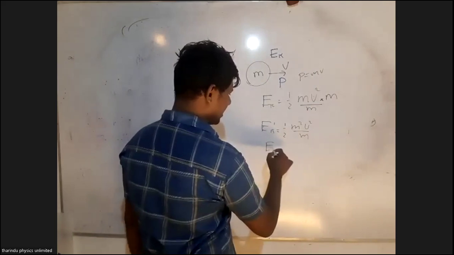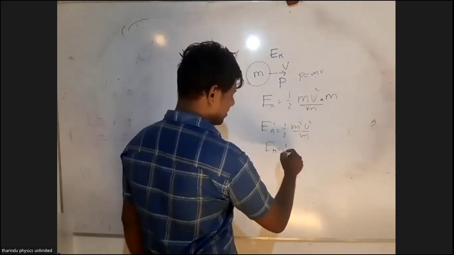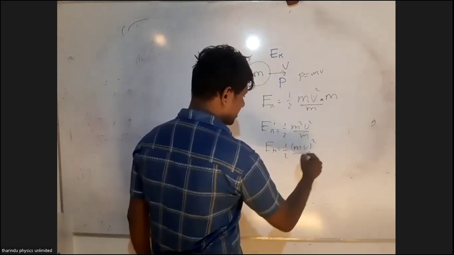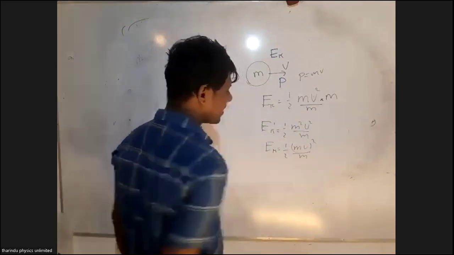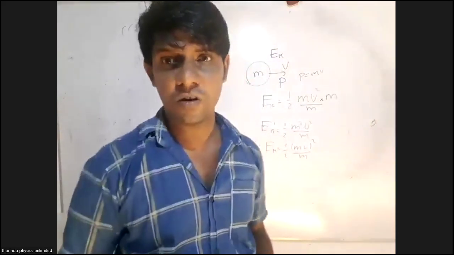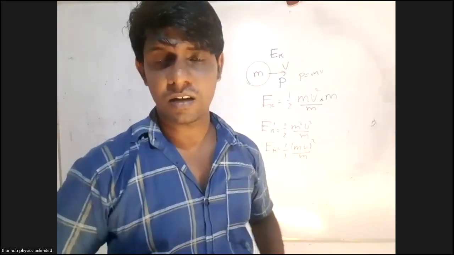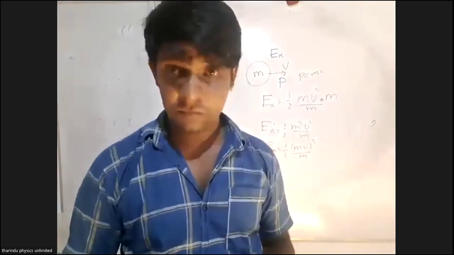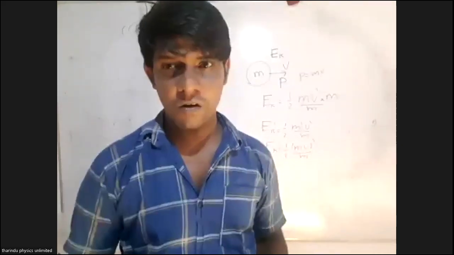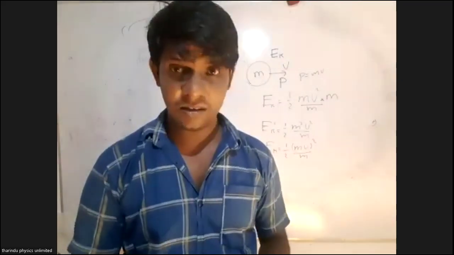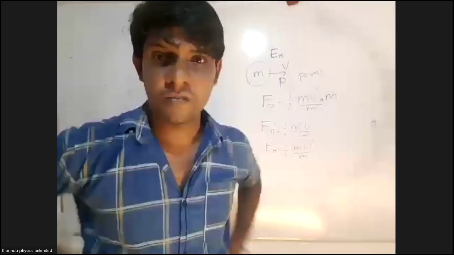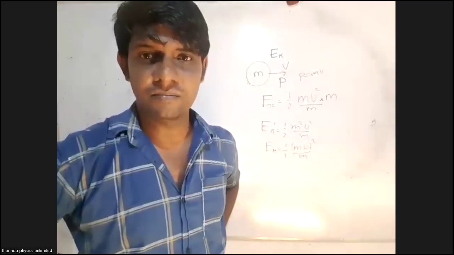So we can write it like what? Half mv squared divided by m. Right. What is this mv squared? What does this mv squared stand for? Tell me. Very good. Others? Sarina, yes.